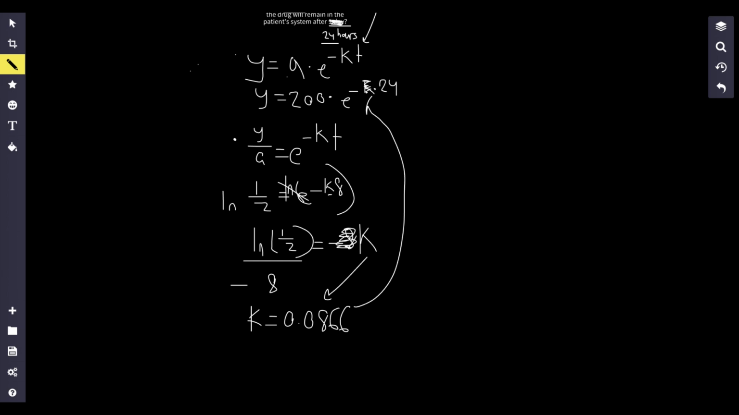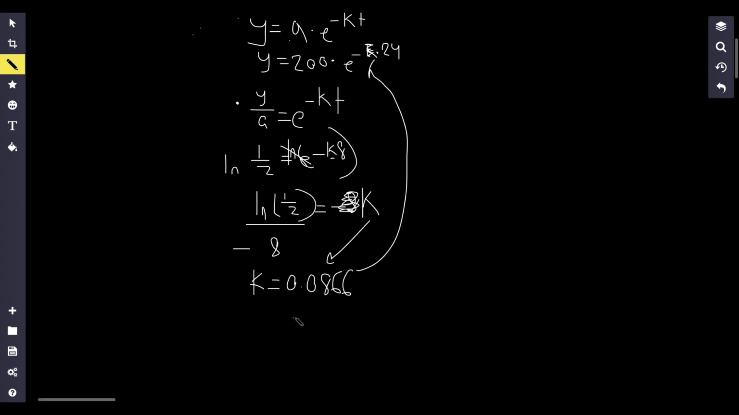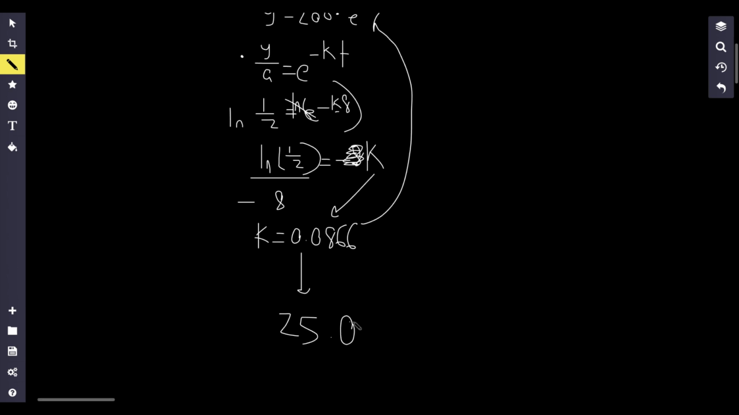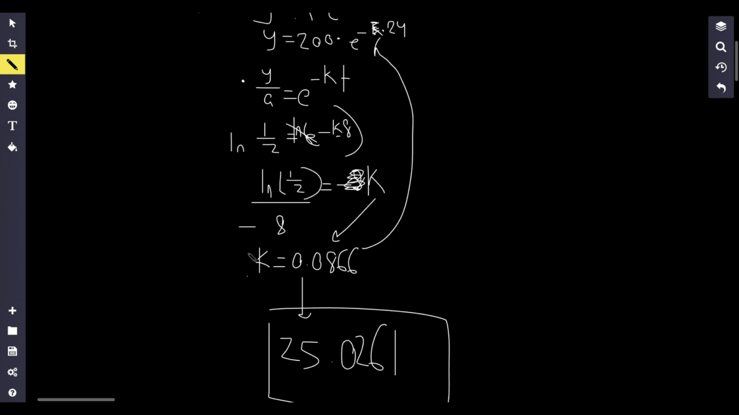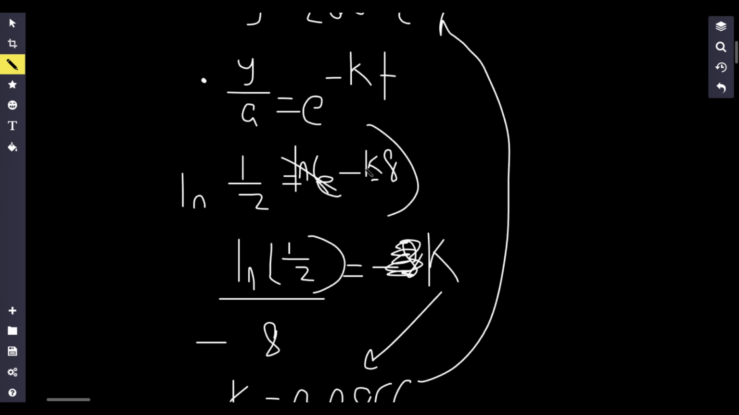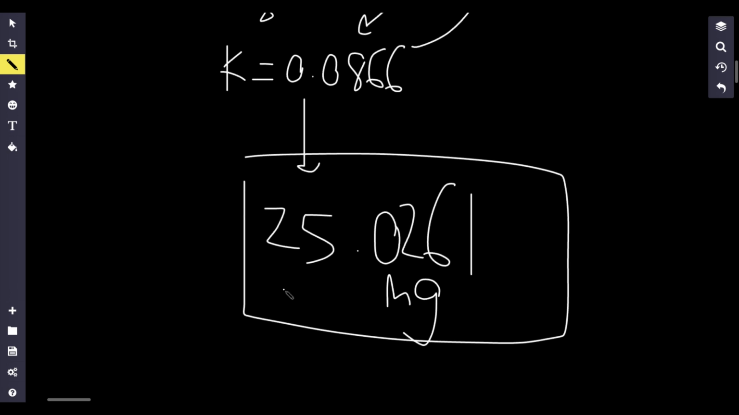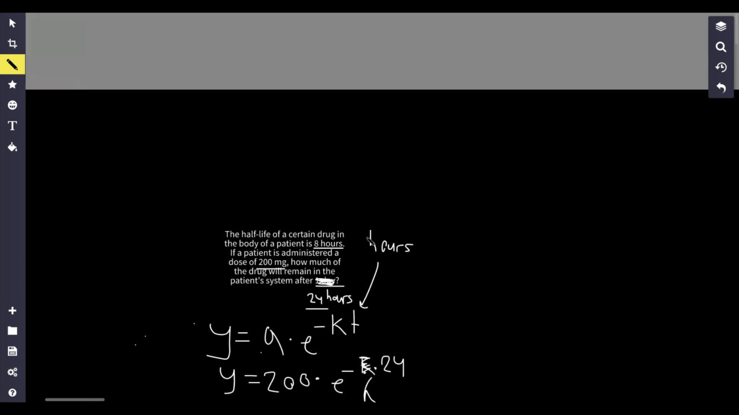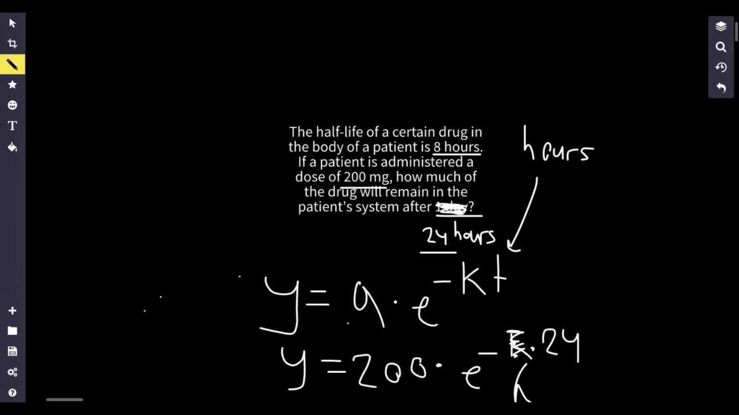So 200 times e to the negative 0.0866 times 24, and we get about 25.026, and don't forget the units, so we will get milligrams. And there we have it. That is the answer. And notice how we could have actually done this in a simpler way, right?